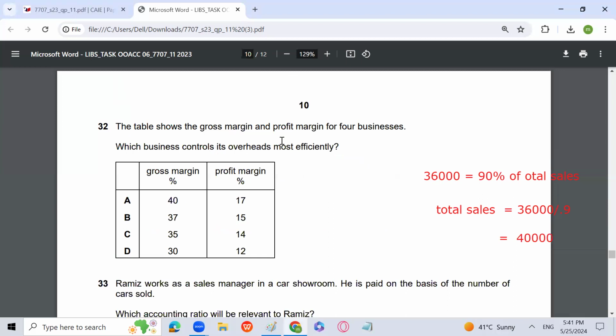The table shows the gross margin and profit margin for 4 businesses. Which business controls its overhead most efficiently? See, which business controls its overheads more efficiently? So which one is that business?